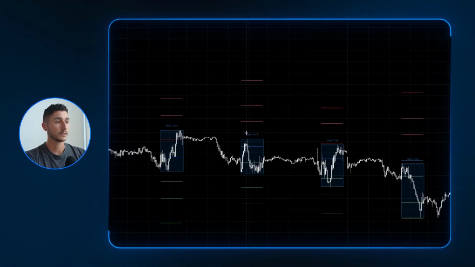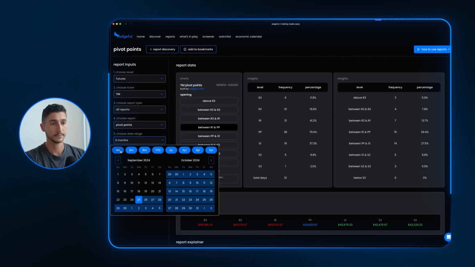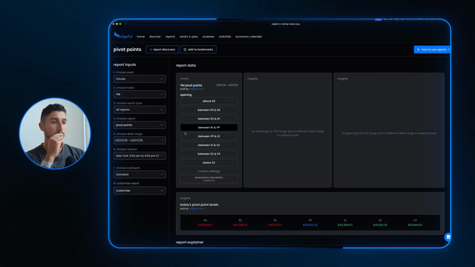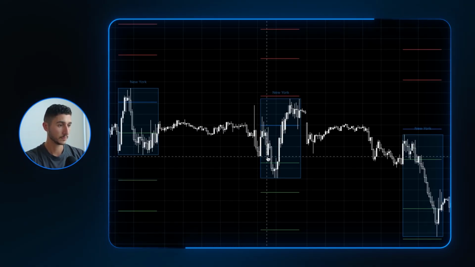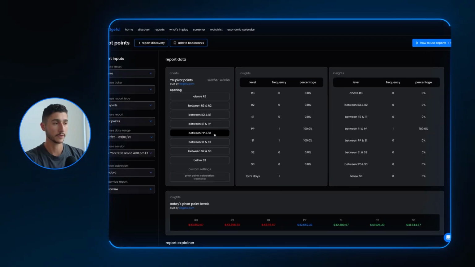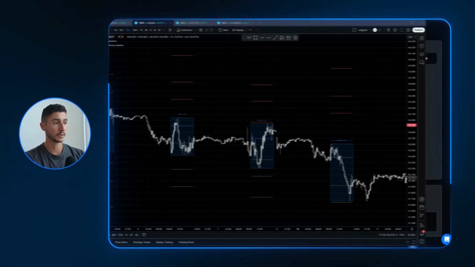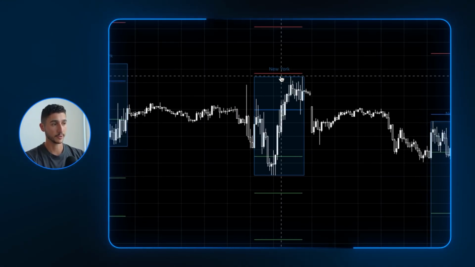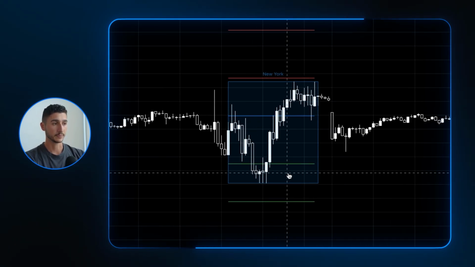So let's look at a different example here. Let's look at Friday, March 7th. And now price opened right over here. So you can see, it touched the pivot point, touched S1, closed between R1 and the pivot point. So that is how this is being calculated.